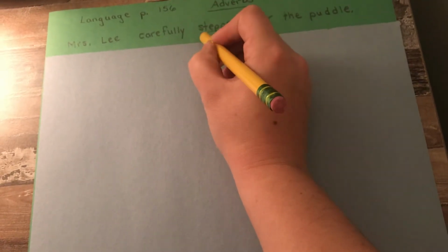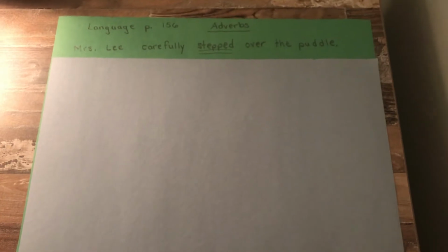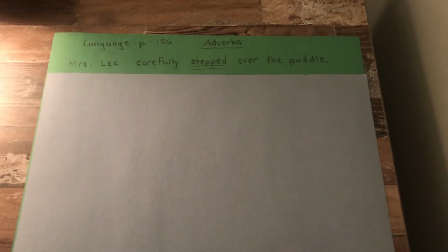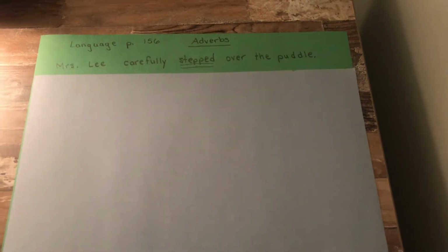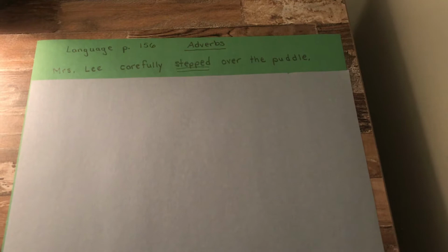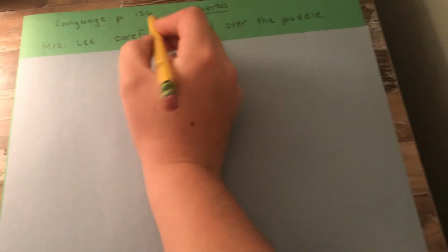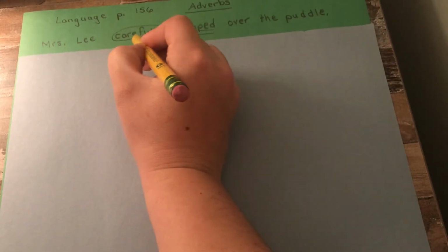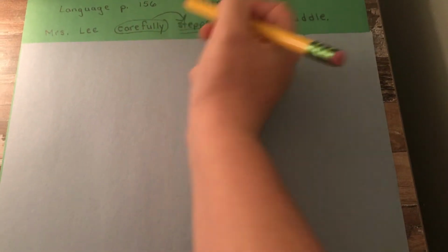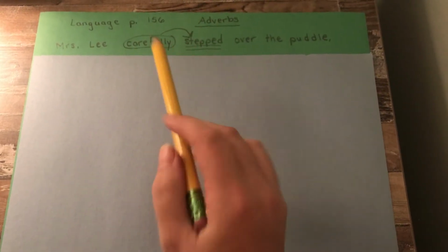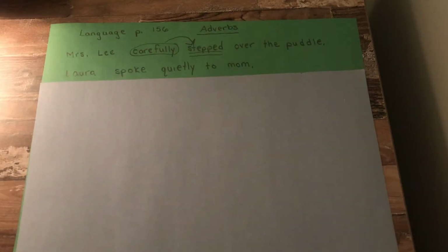That's the action. Now, some adverbs answer or tell how something is being done. Okay, so the verb is stepped. So how did she step? She carefully stepped. So carefully is our adverb. How did she step? She carefully stepped over the puddle. Let's look at our next example.